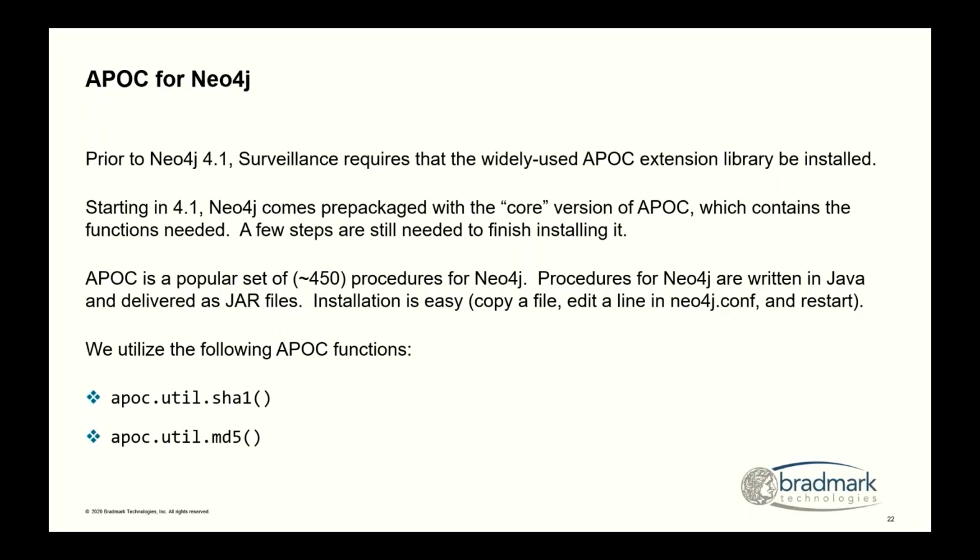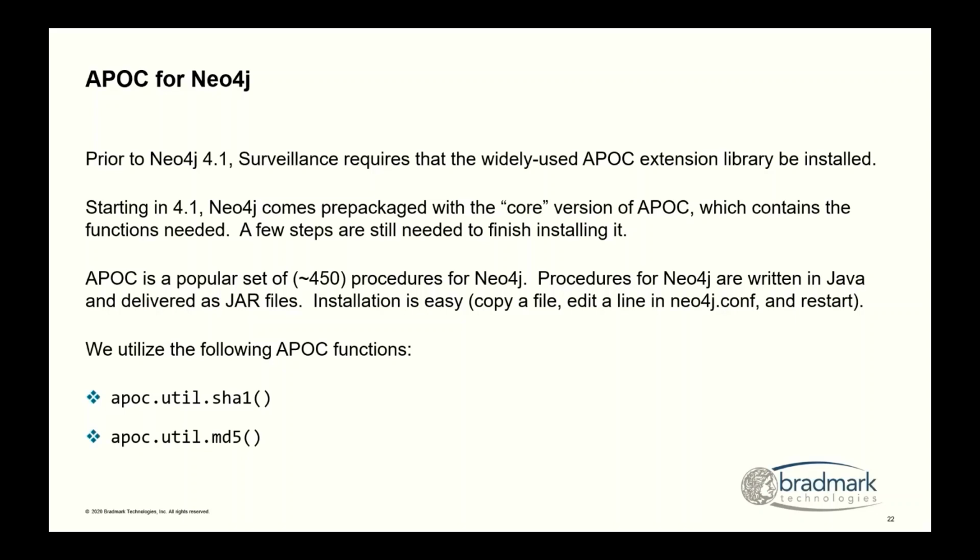It comes prepackaged. There's actually a core version of APOC and a full version of APOC now. The full version has about 450 procedures or something like that, some crazy amount of procedures that just do everything in the whole wide world. But the core is a much smaller set. These are procedures that are written in Java, like Neo4j is, and delivered as jar files. Installation is very easy. You just copy a file, edit a conf file, and restart.